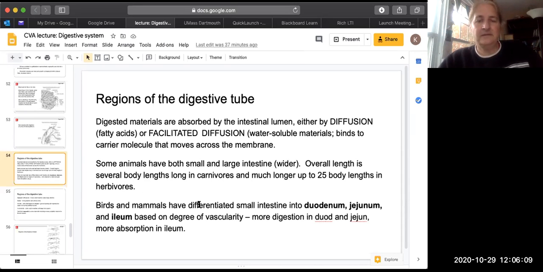They have differentiated small intestine. Duodenum is more anterior. The jejunum is the name for the next part, and the ileum is the more posterior part. And these are based on where the digestion happens, and that is, of course, with the degree of vascularity, or how much blood vessels are there to absorb things. So the more anterior is where there's more food absorption. The ileum is where there's more water absorption.